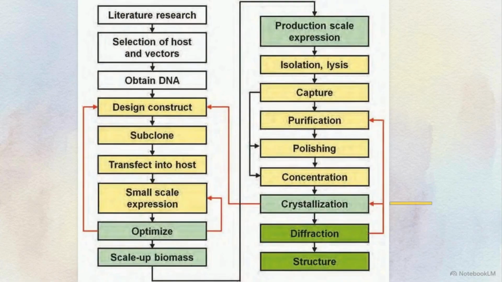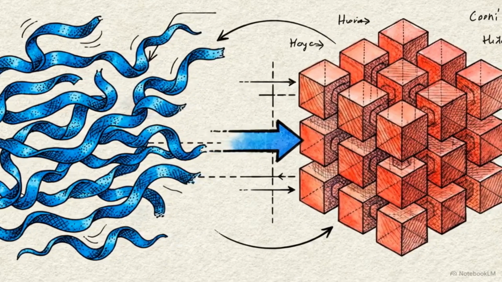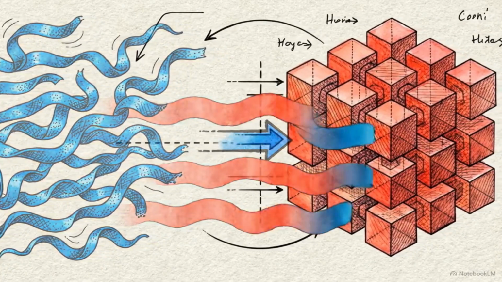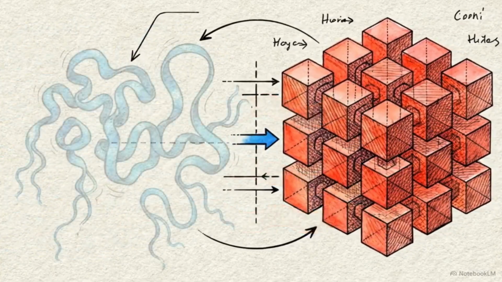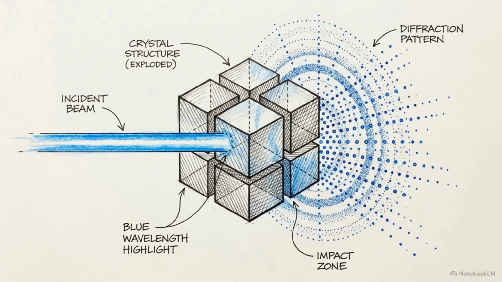Most projects hit a dead end at this green box. These red arrows represent the iterative cycle required to negotiate with nature, looping back to the beginning to tweak the DNA and try again. Eventually, the right genetic modification forces the protein to submit. The unpredictable molecule snaps into alignment with neighbors, forming a rigid, perfectly repeating grid. This crystal is then hit with X-rays, finally revealing the three-dimensional machinery that was previously invisible.